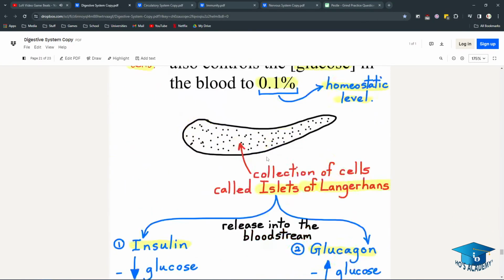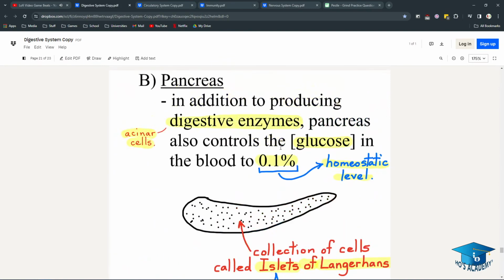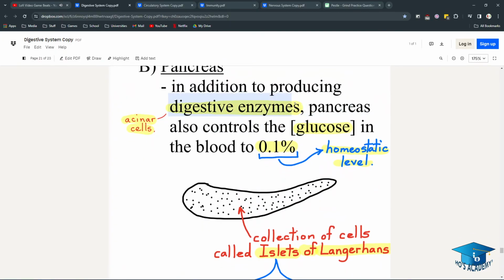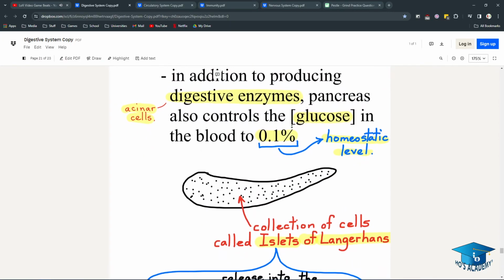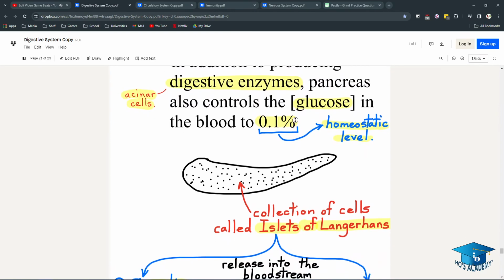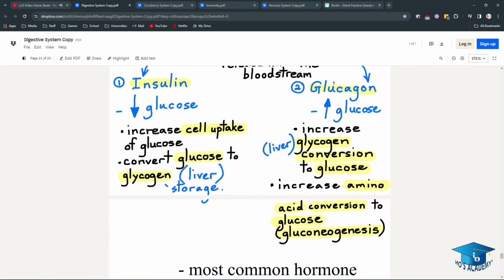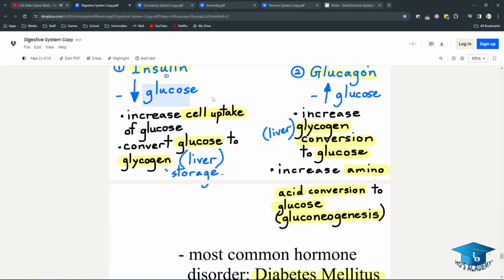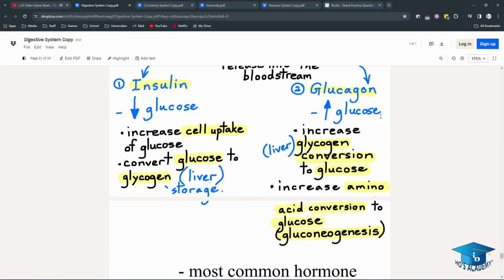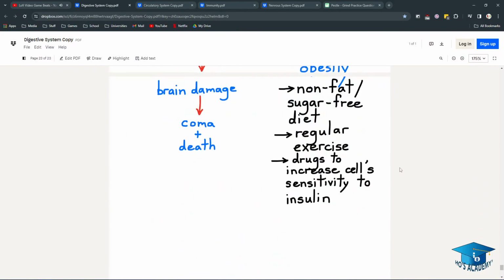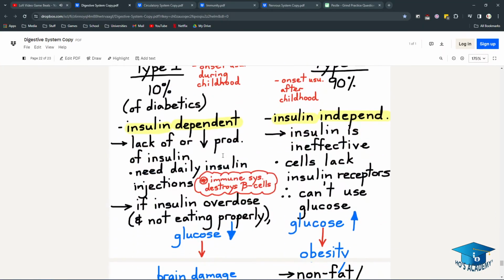There's the pancreas, which has a collection of cells called the islets of Langerhans, and it's in charge of controlling your blood glucose level, as well as the digestive enzymes that are sent into the duodenum. It releases insulin and glucagon. Insulin decreases glucose, and glucagon increases glucose, and then there's stuff to do with diabetes here, but I don't think you'll need to know it too in depth.